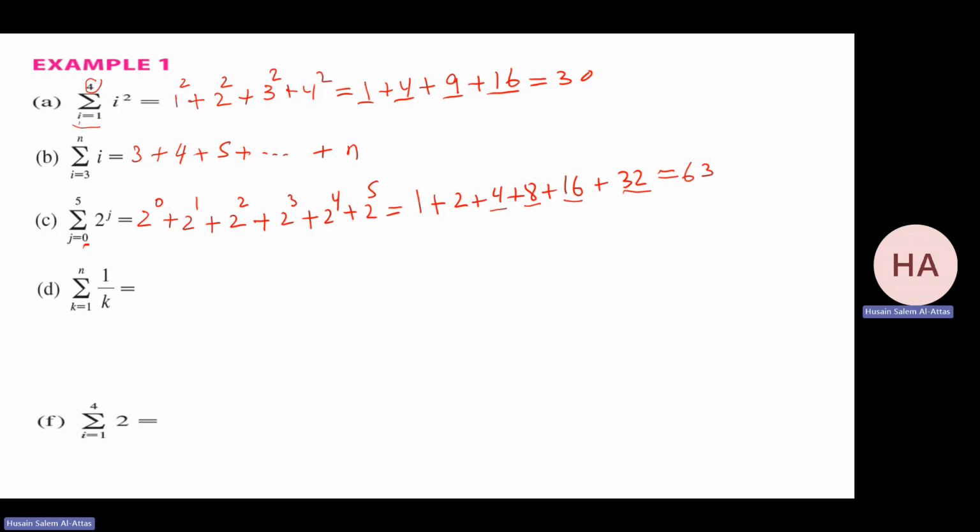Summation 1 to n of 1 over k. So when k equal 1, I have 1 over 1. So it's 1 plus 1 over 2 plus 1 over 3 plus 1 over 4, and when I stop, 1 over n.